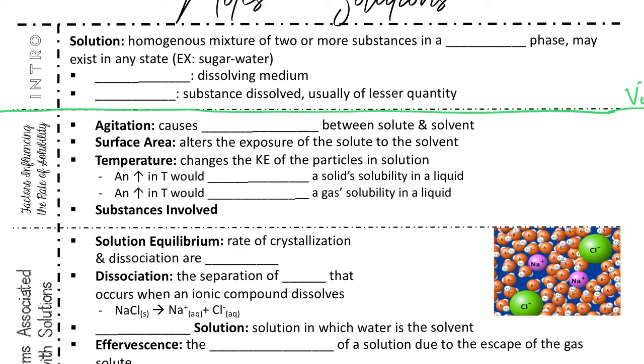Right, this is part 2 of the notes we did on Wednesday. And we started off with solutions. A solution is a homogeneous mixture of two or more substances that are in a liquid phase. Now, the solvent is the dissolving medium, otherwise known as the thing that's doing the dissolving. This is usually the liquid. And the solute is the substance that's being dissolved, and this is usually going to be a solid.